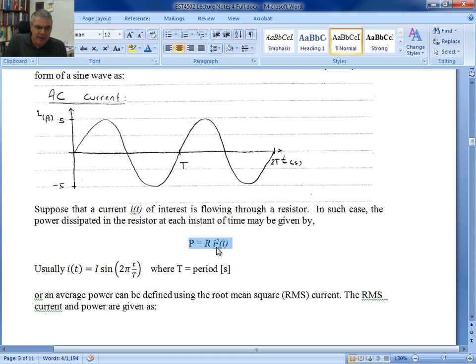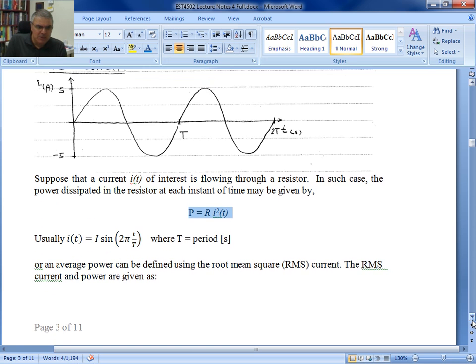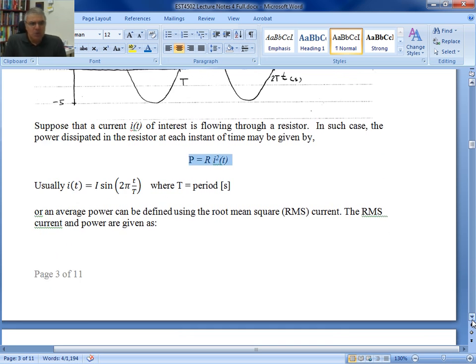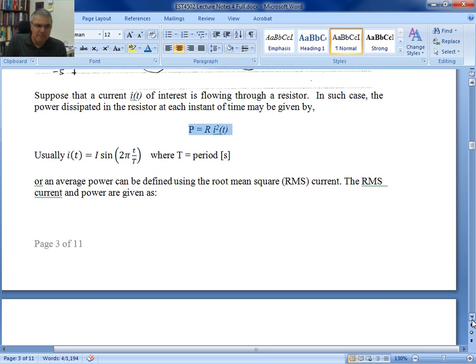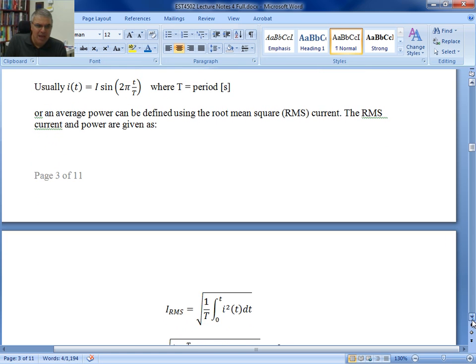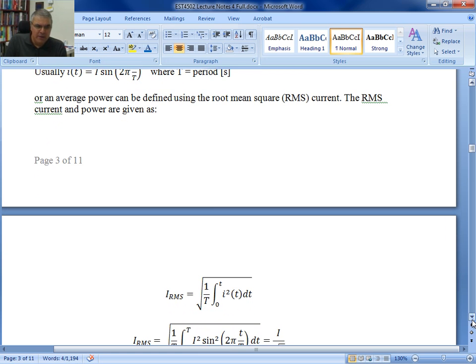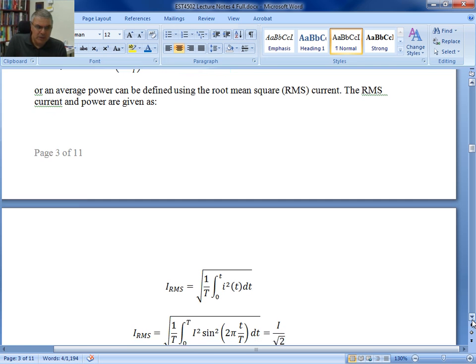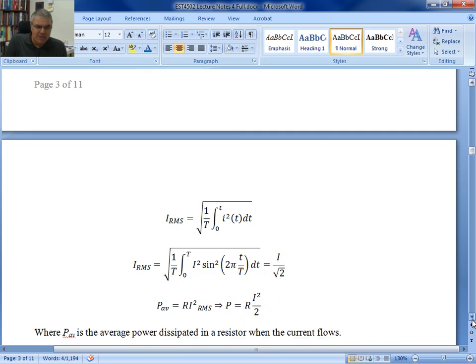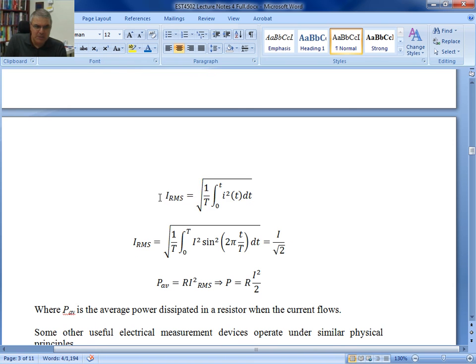And as such, if we would like to calculate the average power, we need to use some kind of a statistical method. In this case, we use the root mean squared, RMS, of the current. Don't worry too much about RMS. It's pretty straightforward, but you need to know how we can actually apply RMS. So the current I sub RMS would be given by this function that you see here.